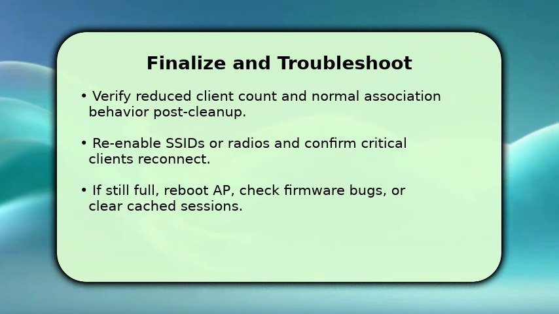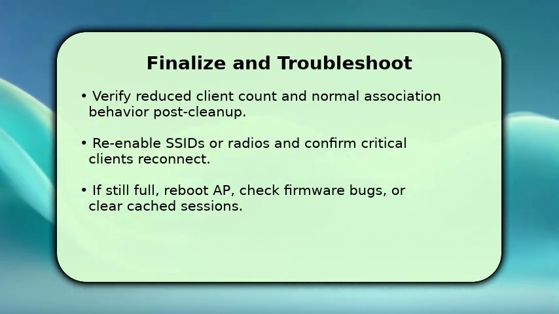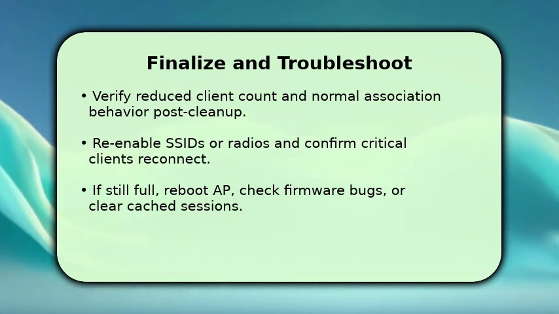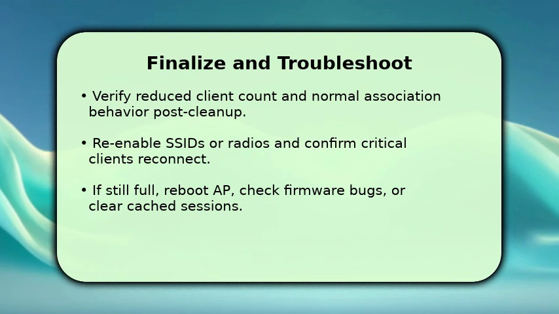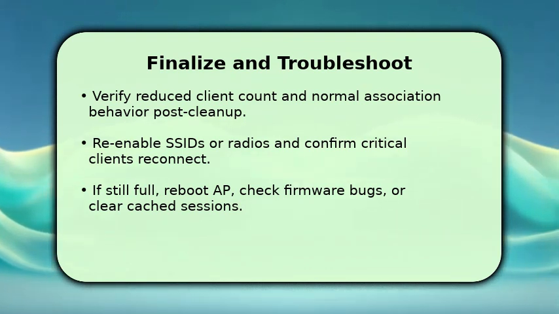If the AP still reports full, perform a controlled reboot and check for known firmware bugs or memory leaks. Clearing cached DHCP leases or radius sessions can also help. A single key troubleshooting tip: if problems persist, upgrade firmware and replicate the issue with a minimal client set to isolate the cause.